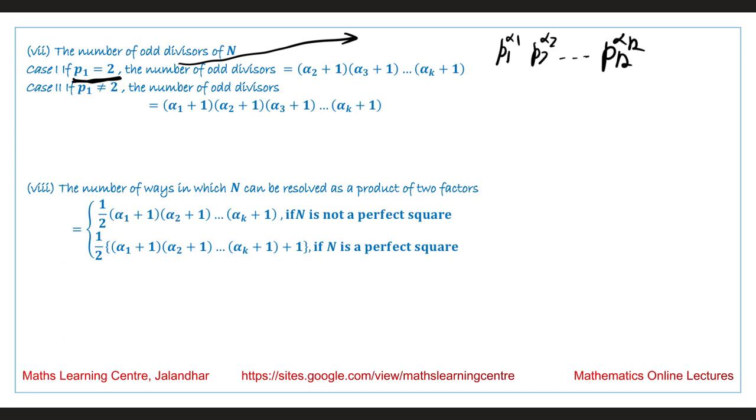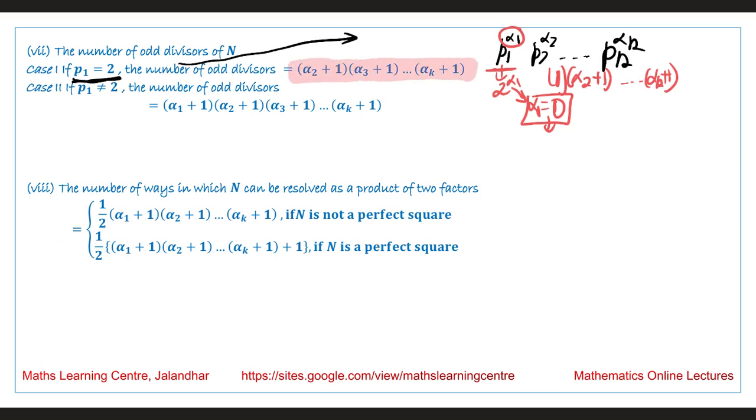Suppose that the value 2 is there and its power is alpha 1. It means that alpha 1 should be equal to 0. So there is only one option from which we can choose the value of alpha 1. Then alpha 2 we can choose in alpha 2 plus 1 ways, so on up to alpha k plus 1 ways. So the total number of ways is alpha 2 plus 1, alpha 3 plus 1, so on up to alpha k plus 1.